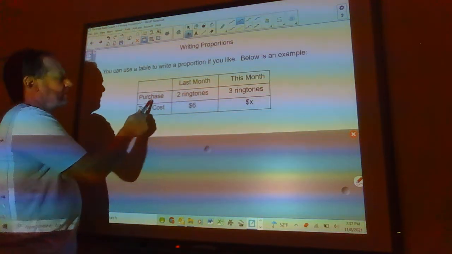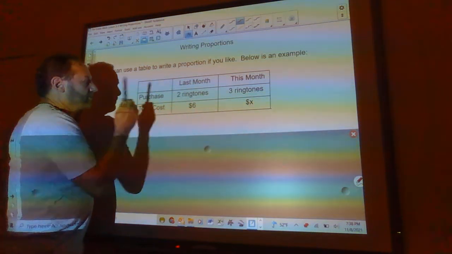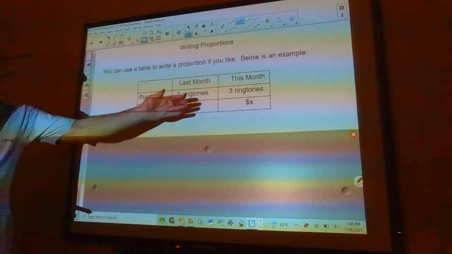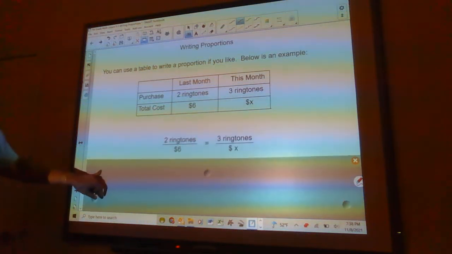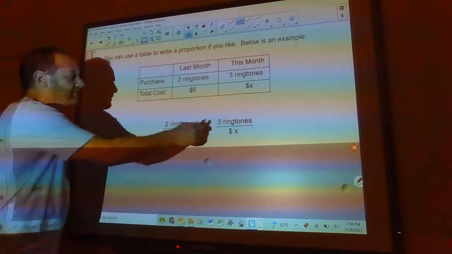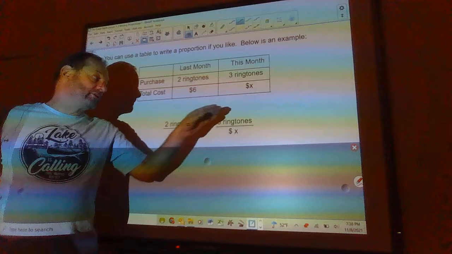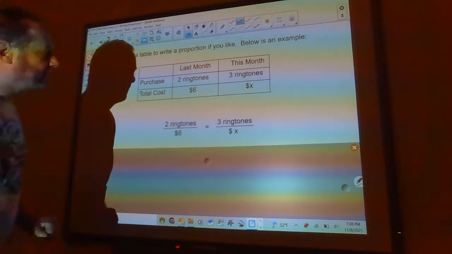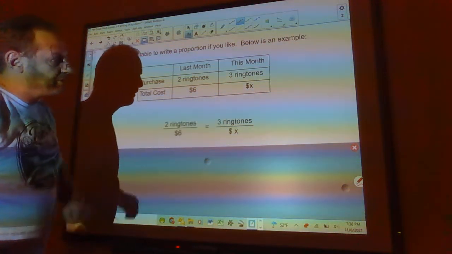So we've got purchases of ringtones. Last month you bought 2 ringtones for $6. The week before you bought 3 ringtones for how many dollars? You have to figure that out. You can set up a proportion: 2 ringtones is to $6 as 3 ringtones is to x dollars. Notice if I have ringtones on top here, I have ringtones on top on the other side. I have dollars on the bottom, so I must have dollars on the bottom over here. I could flip this one over if I wanted to, but I would have to flip this one over at the same time.